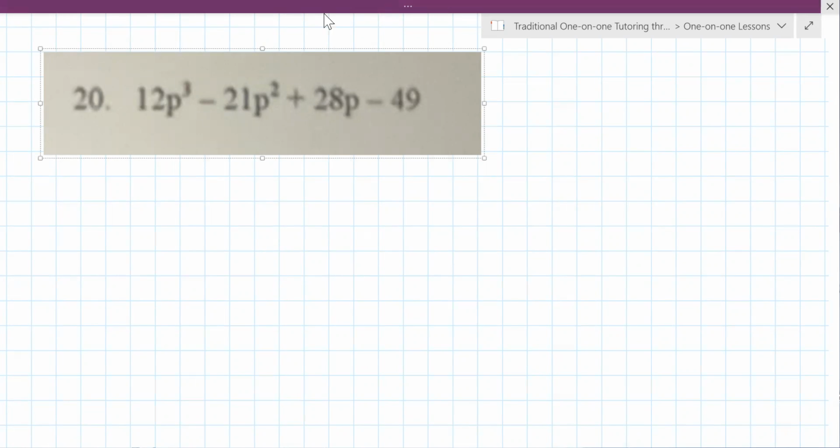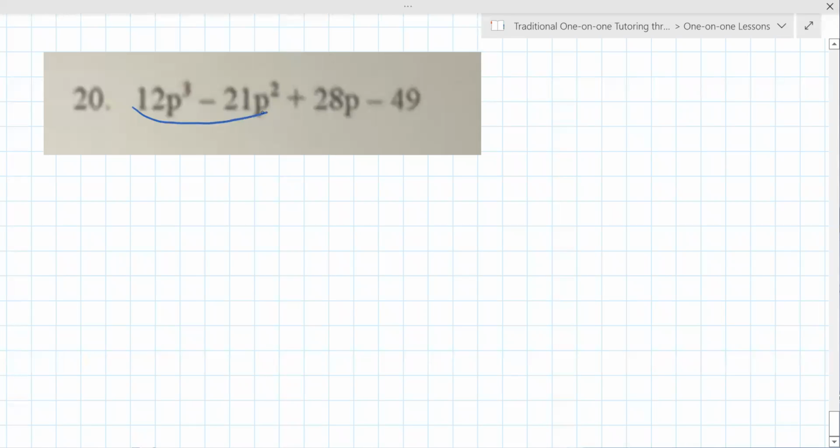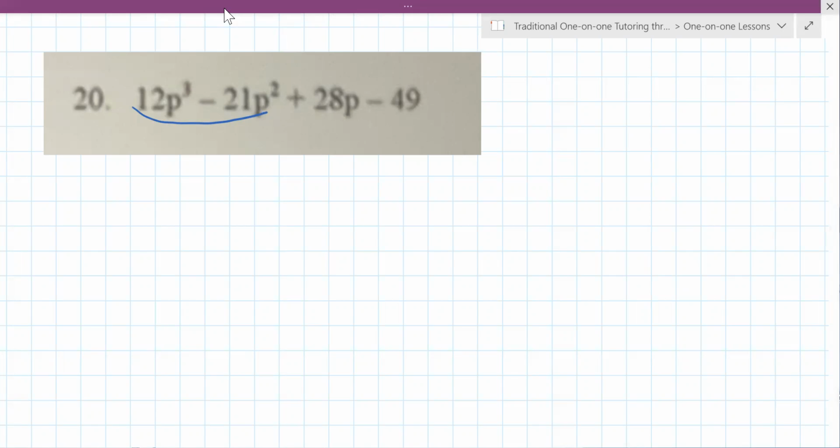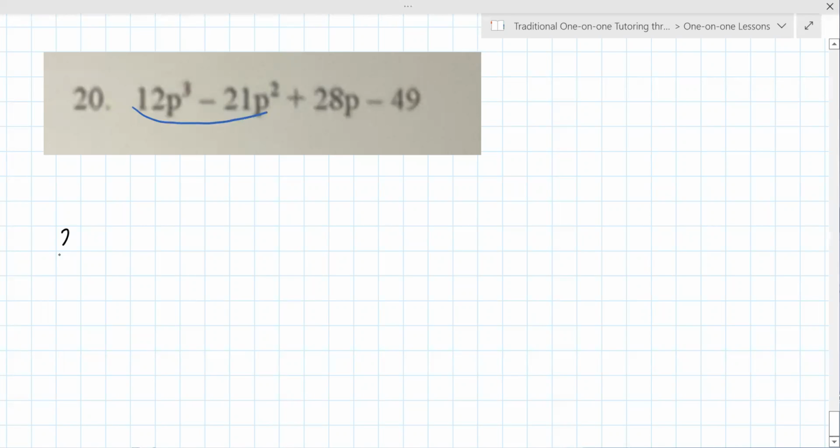So you look at the first two terms, 12p cubed minus 21p squared, and you find the GCF. Okay. So your GCF is, in this case, looks like it's 3p squared. Do you agree with that? 3p squared? Yeah. It's really important to get the GCF right in grouping. If you don't get it right, you're really going to struggle. So can you tell me what goes in parentheses?